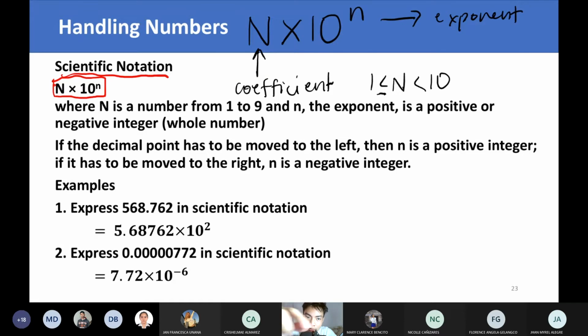If you move to the left, ibig sabihin plus 1 kada step. Kunwari, I move my decimal point 5 places to the left, edi plus 5 yung exponent. O kunwari, I move my decimal point 5 places to the right. Pag to the right naman, minus 5 ang exponent, negative 5. Okay? To the left, positive. To the right, negative. Okay? So, ganun lang.